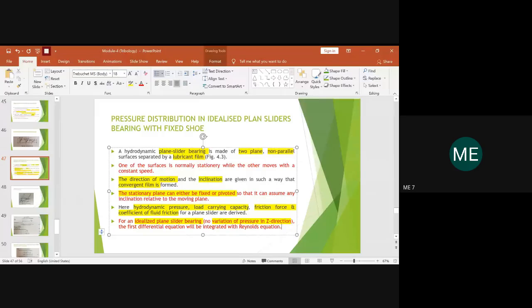If you have any doubts related to the concepts of plane slider bearing, kindly let me know. Parallelly, I will take the attendance. Any doubts associated with the concepts of plane slider bearing? Any doubts, students? If any doubts, please kindly let me know. Everyone can type your name and USN in the chat room. I will call the attendance parallelly.